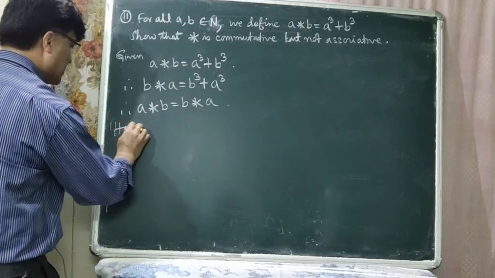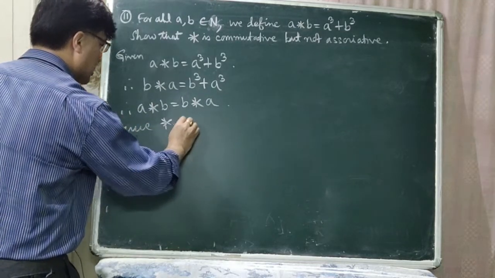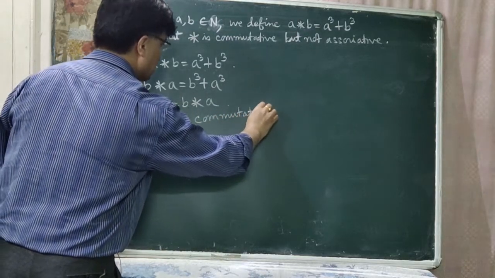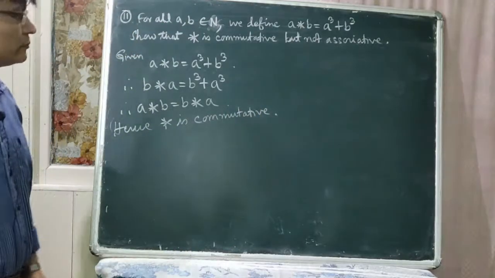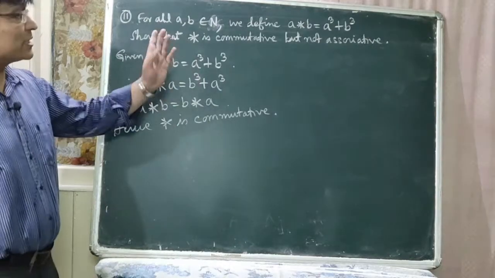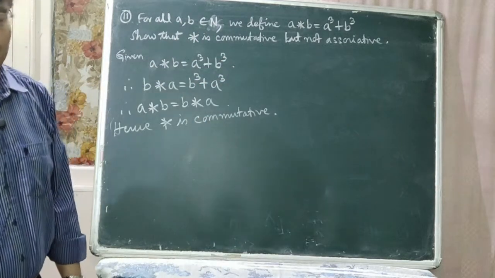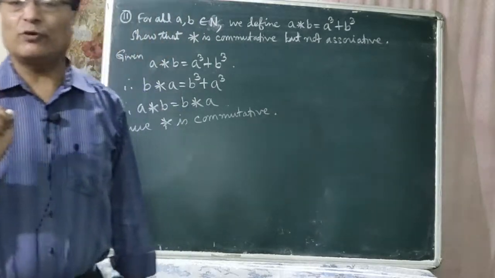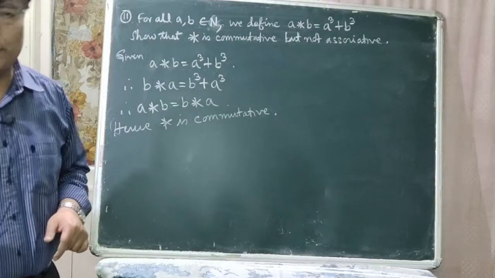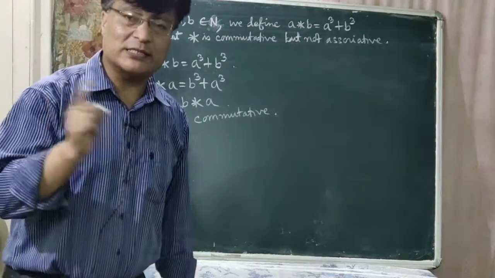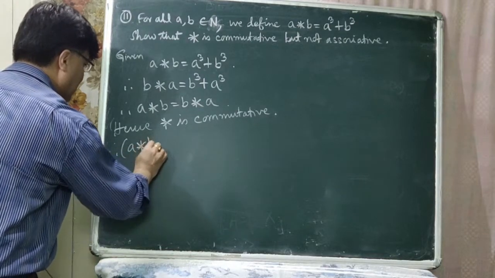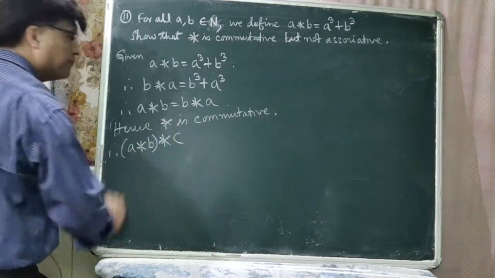So hence star is commutative. Hence star is commutative. So I think you have understood it. So let us prove that this star is not associative. And for associative, what is associative property? Within bracket A star B bracket close star C is equal to A star within bracket B star C. So let us find out first A star B star C.